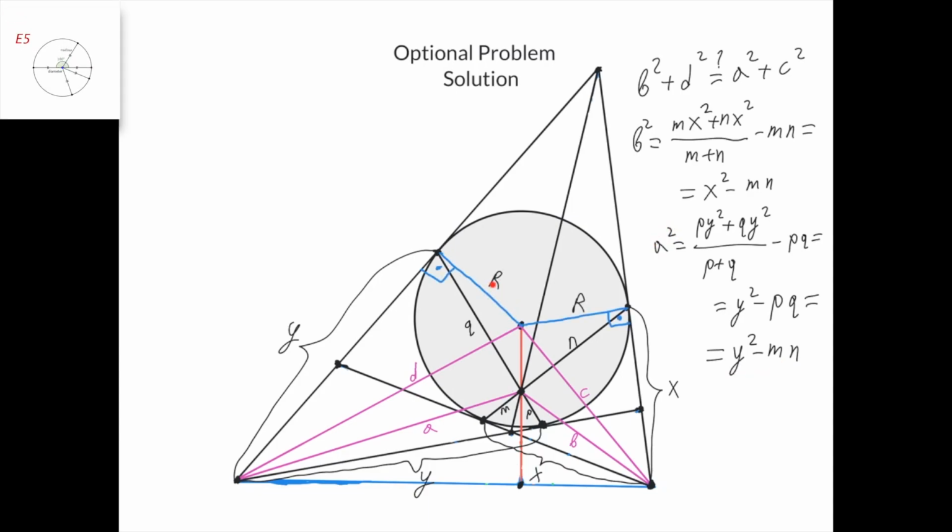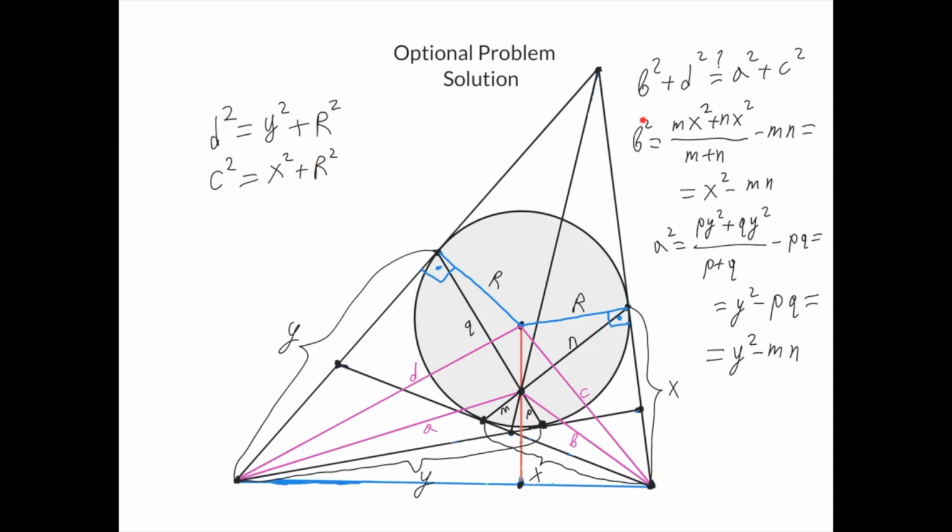Let r be the radius of the circle, so this is r and this is also r. And since this line is tangent to the circle and this line is tangent to the circle, we have a 90-degree angle here and here. So by applying the Pythagorean theorem for this triangle and this triangle, we get that d squared equals y squared plus r squared, and c squared equals r squared plus x squared, as written here.